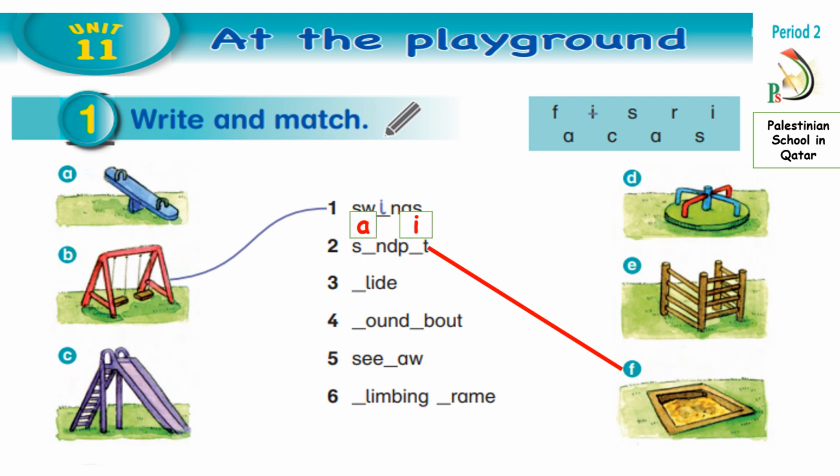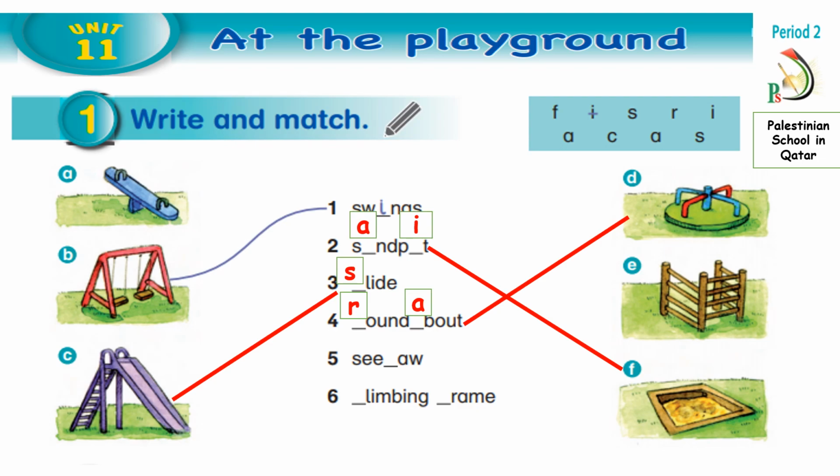Now please write the missing letter in word number three. Slide. Excellent. Slide. Which picture slide? Great. This is picture C. Number four. Can you write the missing letters here again? Yes. Roundabout. Great job. Roundabout. Now match roundabout with the picture. Excellent. Number four, the roundabout, picture D. Great.